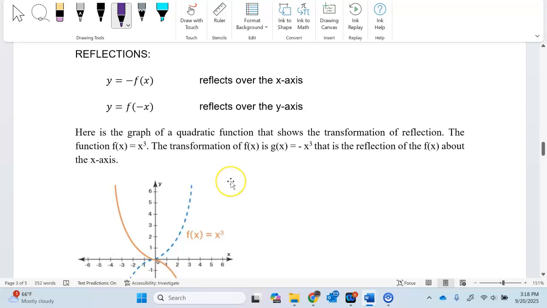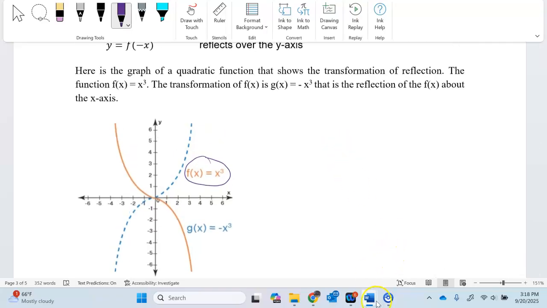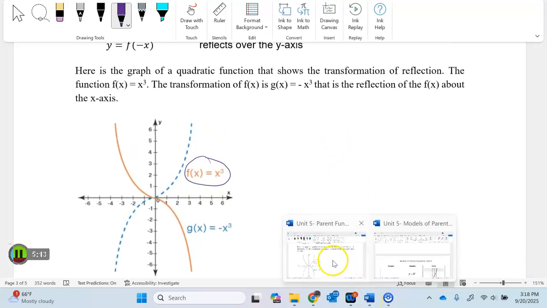Okay? Moving along, we've got our next transformation of reflection. If I just have my graph, like f of x equals x cubed, that's my dotted line. Oh, we got to add that too. I just realized I don't think that was on.